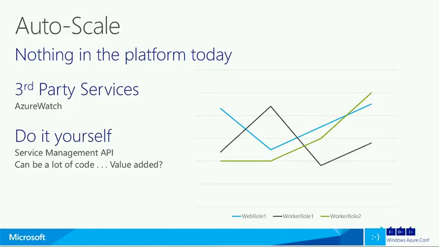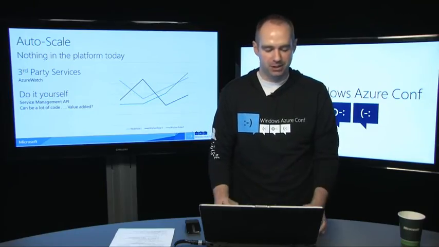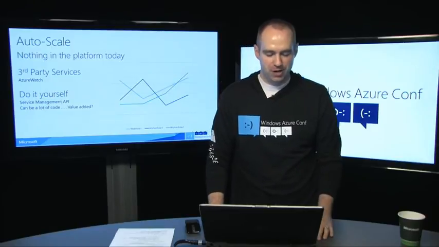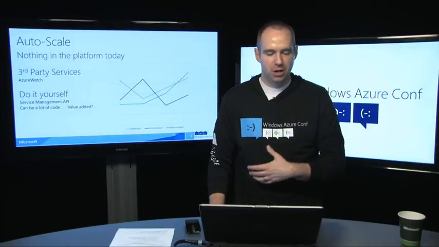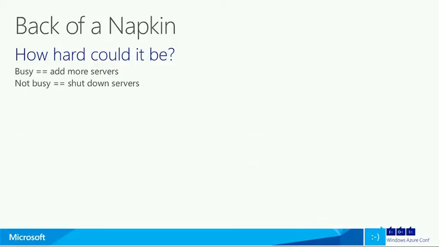I could write a lot of code using the Service Management API, parsing out the XML and manipulating a lot of stuff there. There's a lot of extra code, though, you have to write, and I kind of would question sometimes what value you'd be providing that you couldn't get out of something like Azure Watch or another service. People say, well, how hard could scaling be? And initially, it's, hey, I just want you to get more instances when I'm busy, and then scale down the number of instances when I'm not busy. It seems pretty easy. What's so hard about that?